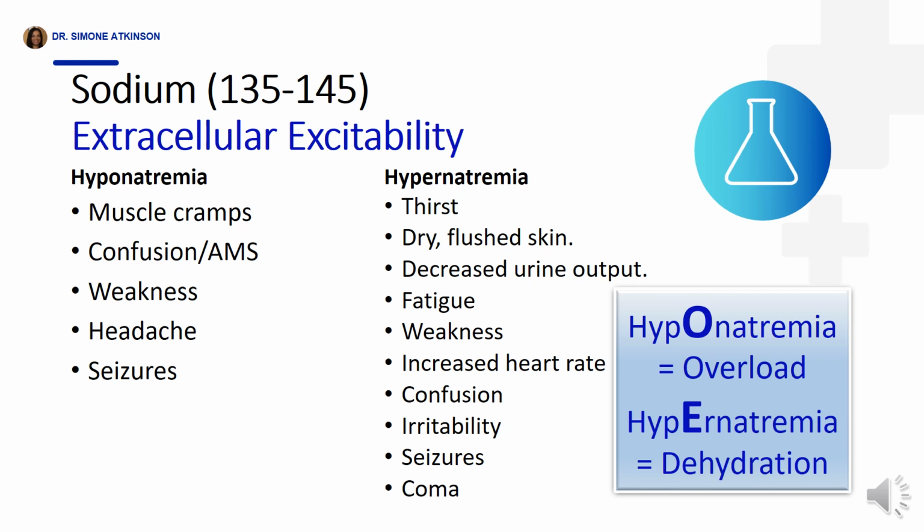Now, if you look at the signs and symptoms of hypernatremia, you may also see that there is an overlap with some of the symptoms of hyponatremia. So with both hypo and hypernatremia, you can have symptoms of confusion, altered mental status, weakness, and seizures with both. So just try to recall the symptoms in terms of whether it's fluid overload for hyponatremia or dehydration for hypernatremia, and use that as the memory aid for sodium imbalances.